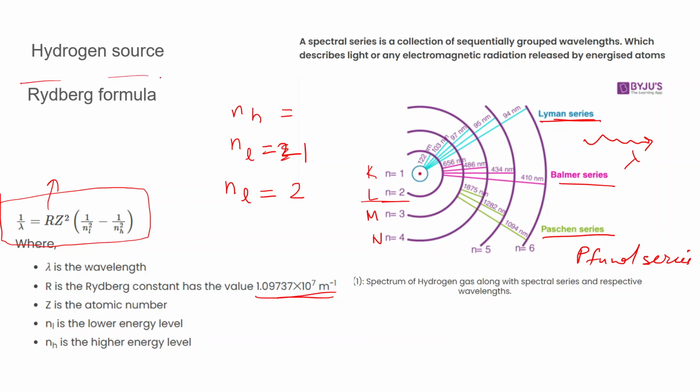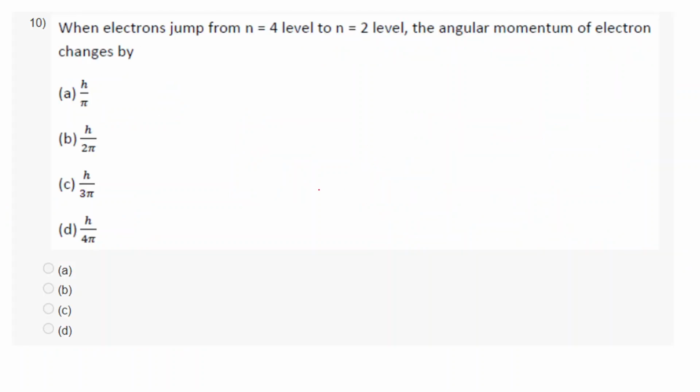So this is called the Rydberg formula, which, as you can understand, is very important to understand to find out the wavelength of that light. Now let's do questions based on this thing that we have understood.